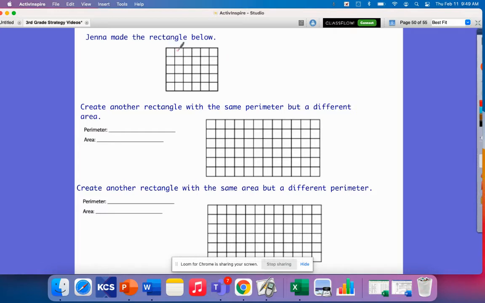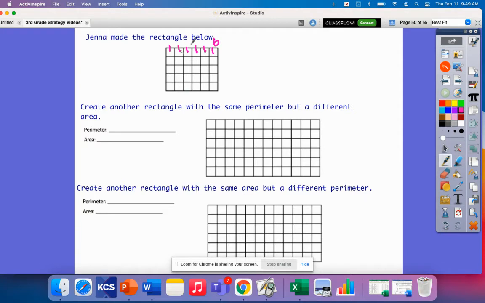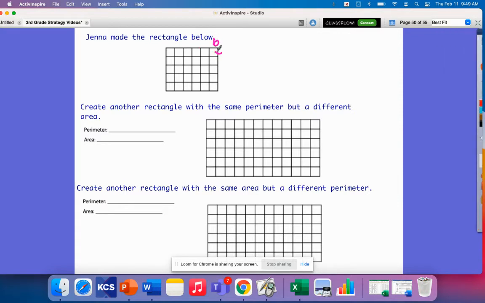I'm going to count the side lengths. So I have 1, 2, 3, 4, 5, 6. I like to do that because that helps me so that I've counted them. Once I do that, I also need to count these sides, and I do need to include this one, even though it was included up here. So that's 1, 2, 3, 4, 5. So this would be a 6 by 5 rectangle.